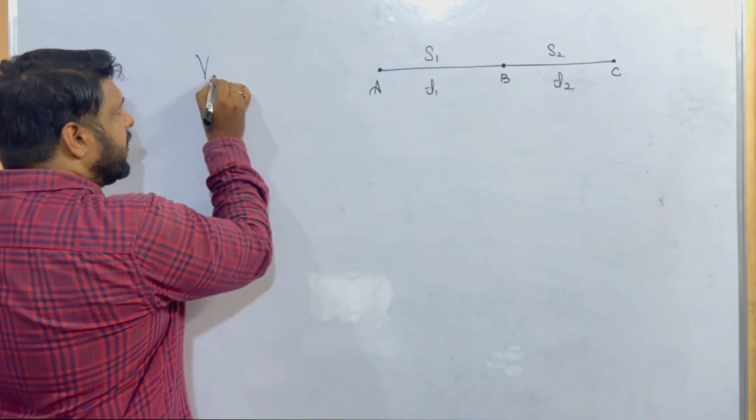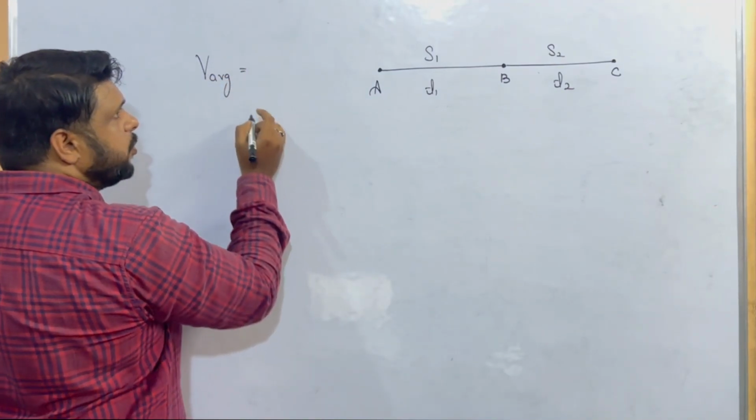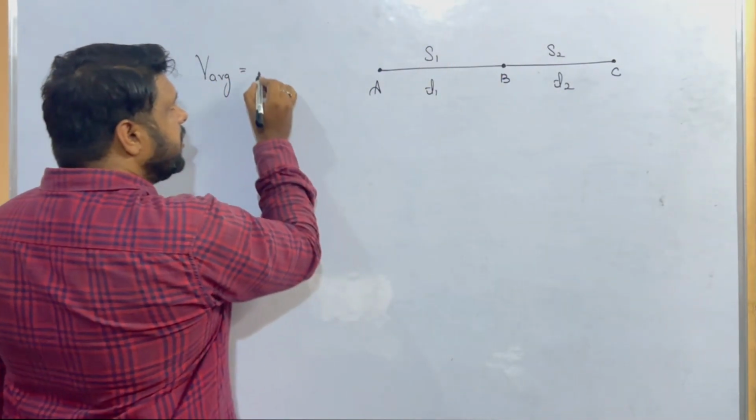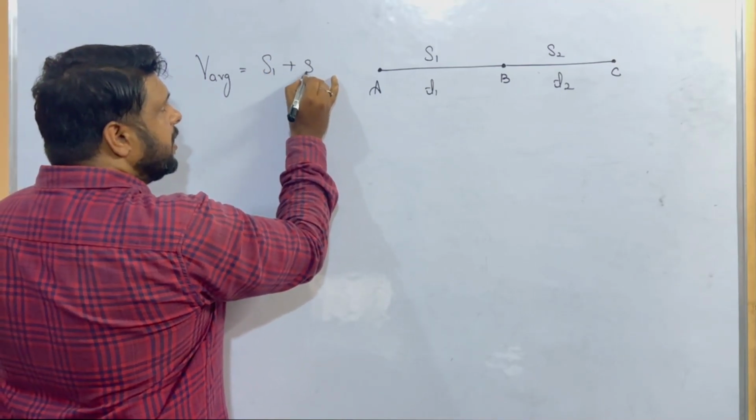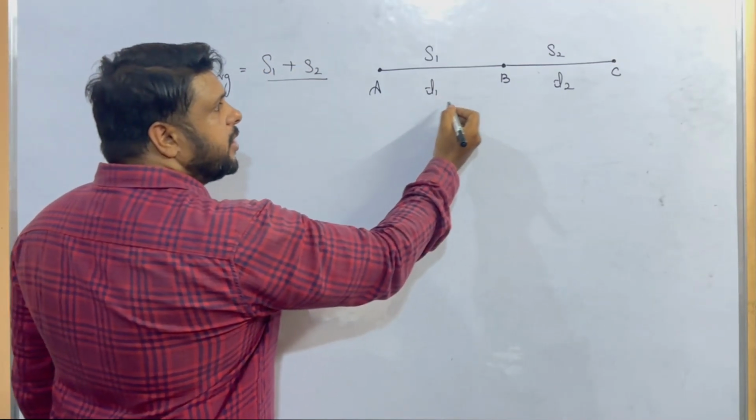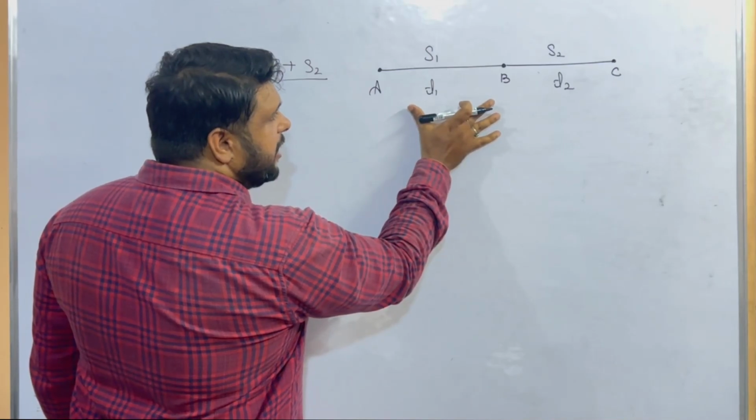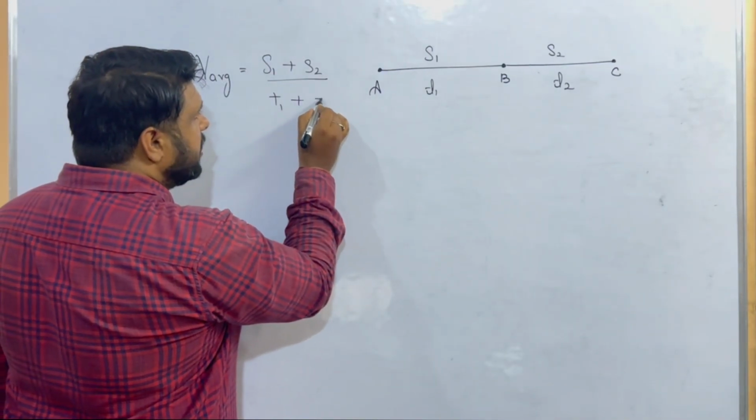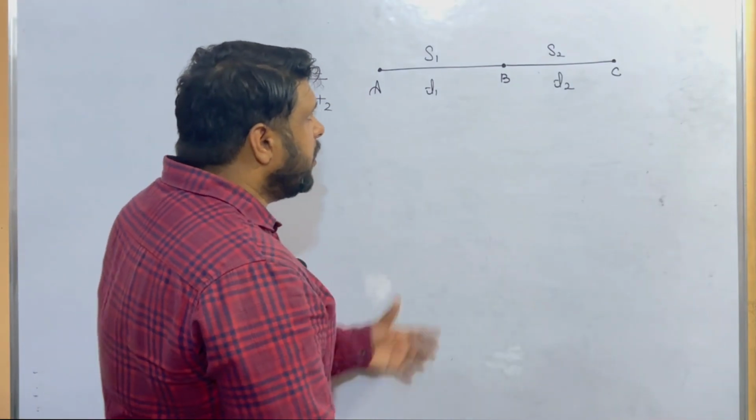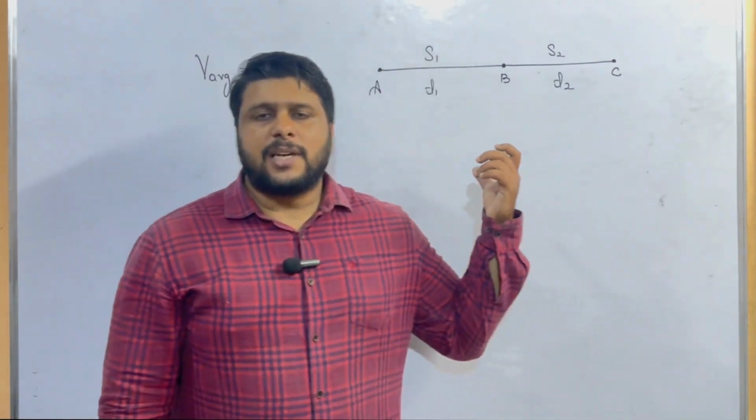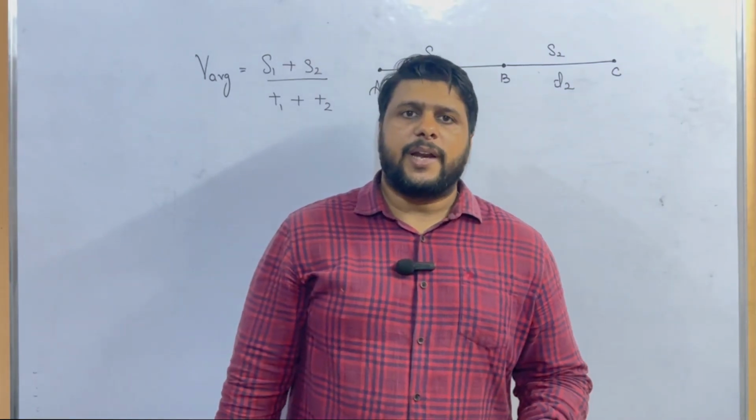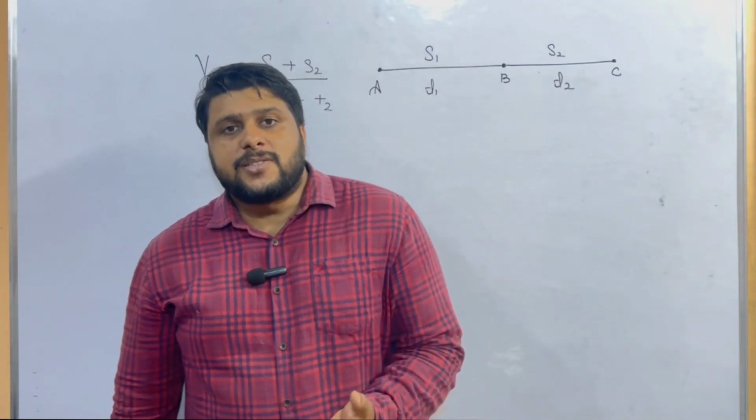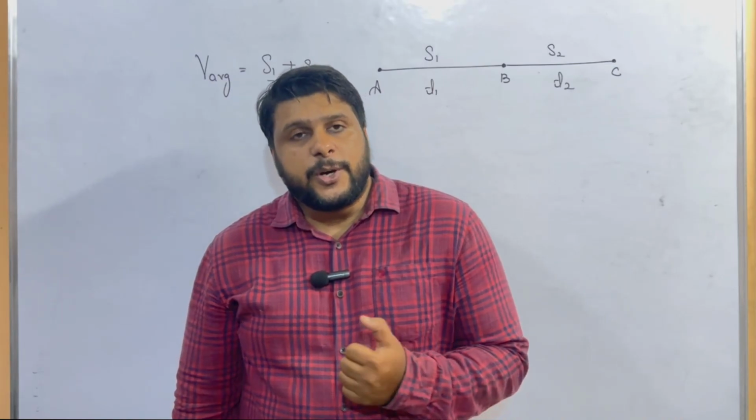So V average is going to be the total distance covered, S1 plus S2, upon the total time taken. Up to here it took T1 time and here it took T2 time, so it is going to be T1 plus T2. If they ask you these kinds of questions, where they directly give you the values of distance and time, then it becomes very easy to solve.